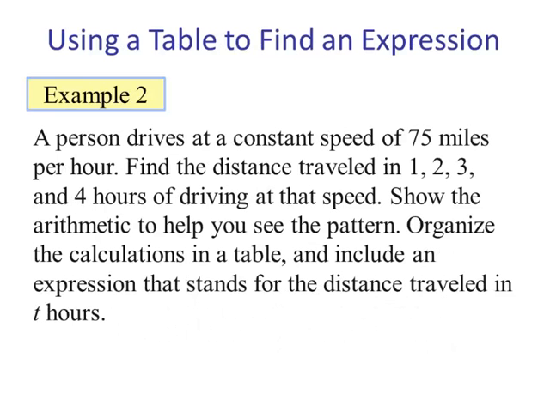Example 2. A person flies at a constant speed of 75 miles per hour. Find the distance traveled in 1, 2, 3, and 4 hours of driving at that speed. Show the arithmetic to help you see the pattern. Organize the calculations in a table and include an expression that stands for the distance traveled in t hours.